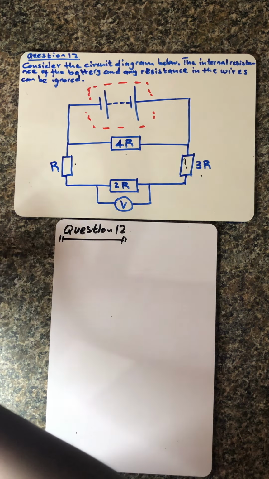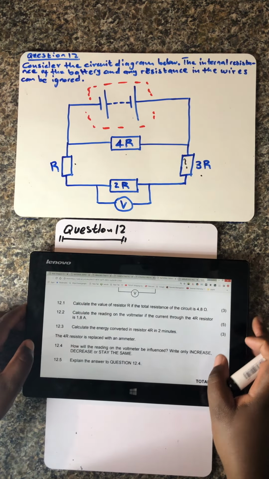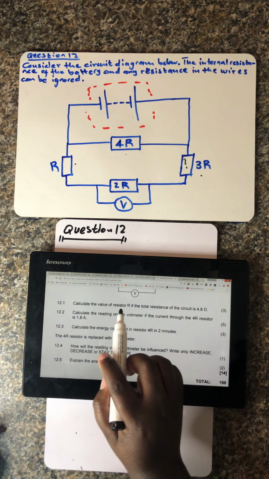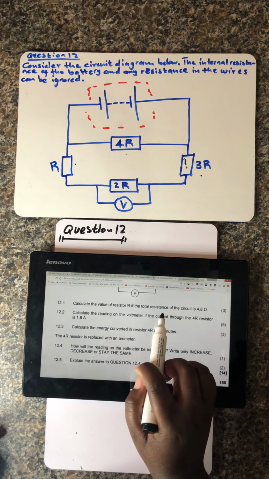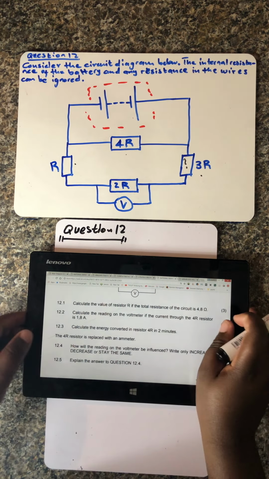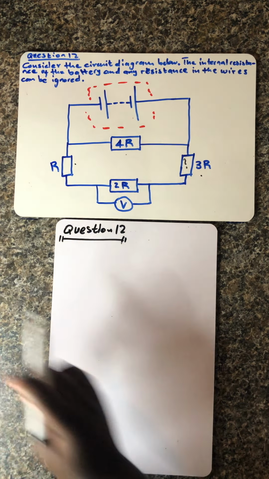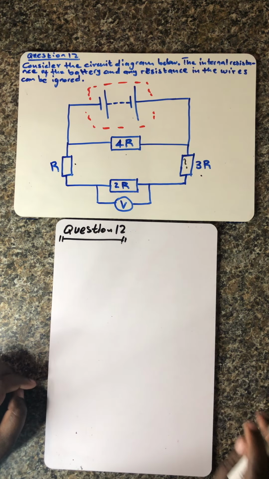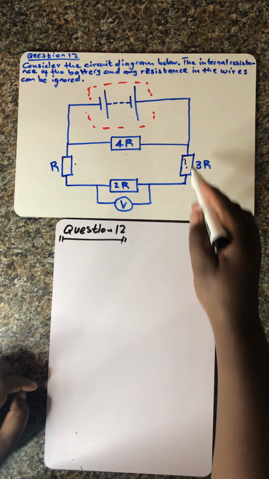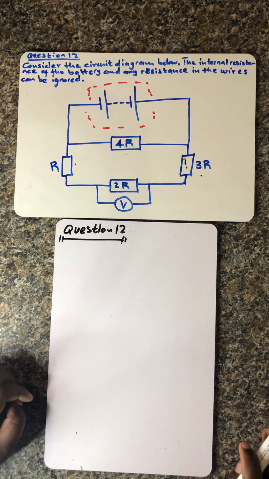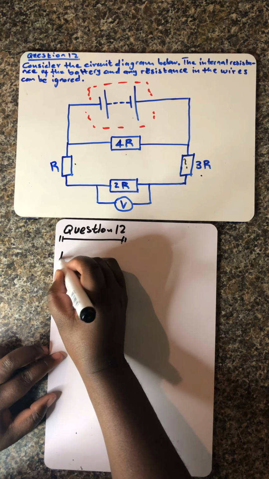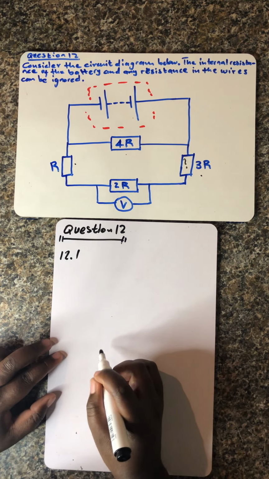This is why I'm going to take this first step. They said calculate the value of resistor R if the total resistance of the circuit is that. Now I know very well that I've got a parallel connection, and within the parallel connection I've got a series connection. Ladies and gentlemen, it is very, very much important that you understand that part. So now this is 12.1.